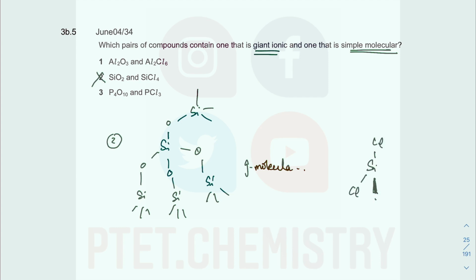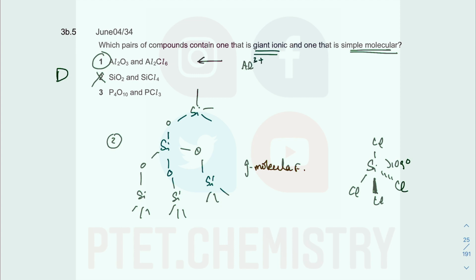But I want to introduce to you the structure and bonding here. You will deal more with these in topic 9 under general periodicity, but silicon tetrachloride is a simple molecular structure, whereas this is definitely giant molecular. You're looking for one giant ionic and one simple molecular. If number 2 is wrong, only number 1 is correct. And that is true.